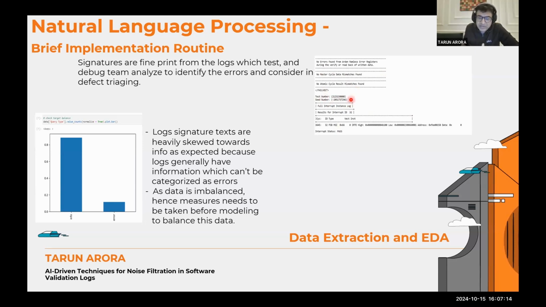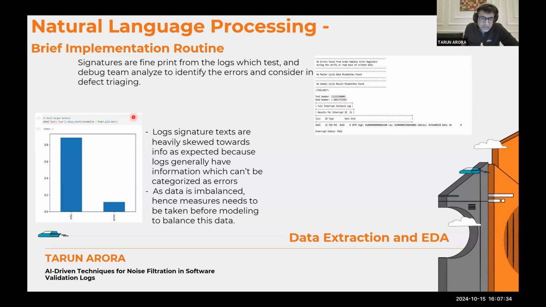So, for example, test number could be a noise, right? It does not make much difference, or it does not help me to differentiate it as an error. So things like test number or seed number could potentially be noise. There could be some statements which could be an error.